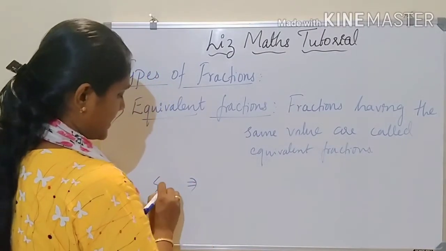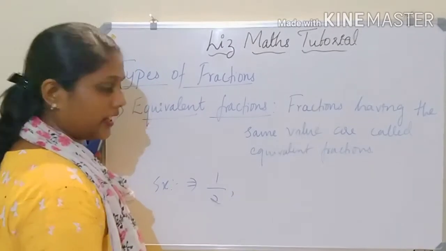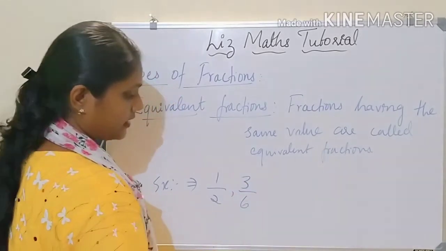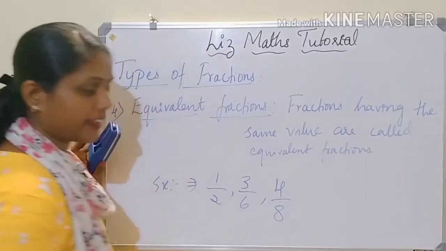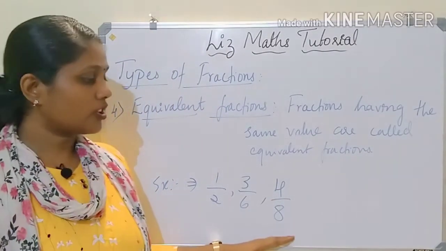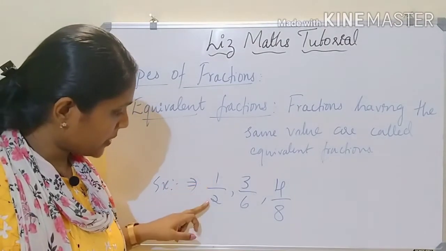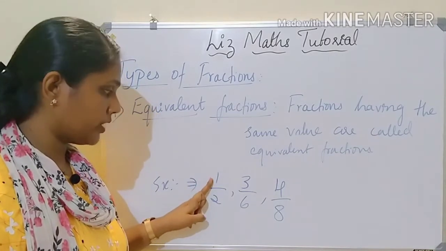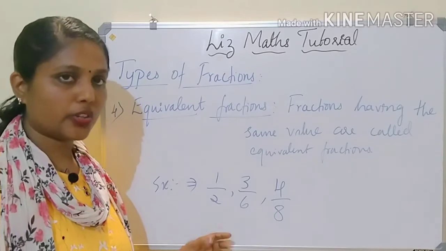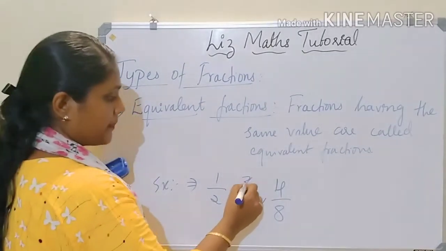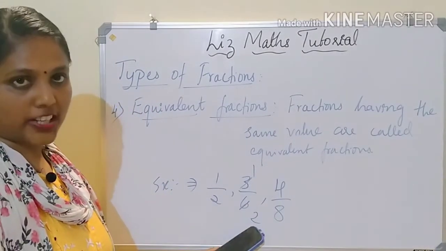Let me take an example and explain. If you have 1 by 2, 3 by 6, and 4 by 8, these are called equivalent fractions. How? You cannot reduce 1 by 2. But in 3 by 6, you can cancel: 3 ones are 3, 3 twos are 6. Again you get 1 by 2 as a fraction, isn't it?